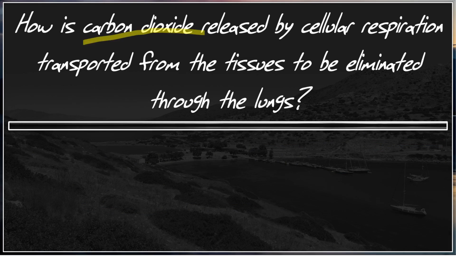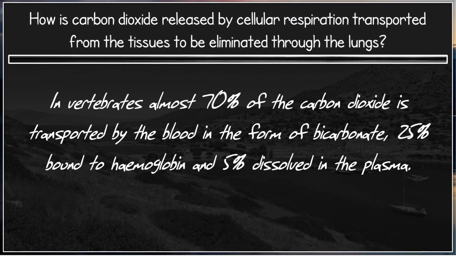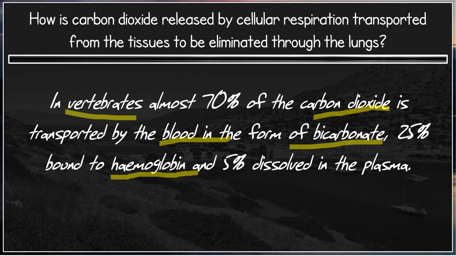How is carbon dioxide released by cellular respiration transported from the tissue and eliminated through the lungs? In vertebrates, almost 70% of carbon dioxide is transported by blood in the form of bicarbonate. 25% is bound to hemoglobin, and 5% is dissolved in plasma.